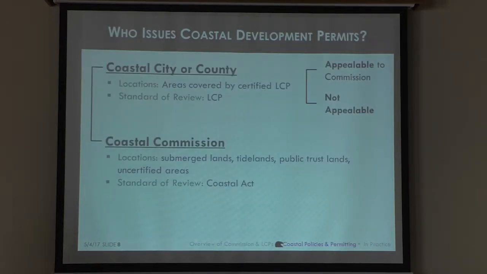So to recap, if you need a coastal development permit, if you're in an area covered by a certified LCP, you go to the local jurisdiction, and they use their local coastal program policies and regs to evaluate whether your project is consistent with the LCP. If you're on submerged lands, tide lands, public trust lands, and in uncertified areas, this also includes a lot of diked former tide lands where the ag is, you need to come to the Coastal Commission for your coastal development permit. And the standard of review is the Coastal Act, but we can use the LCPs as guidance. Also, some of the city and county's decisions on coastal development permits are appealable to the Coastal Commission, and some aren't.